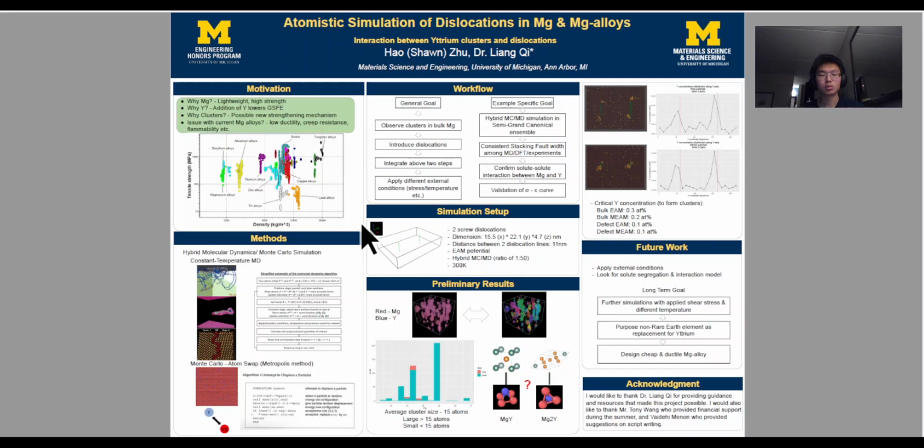And recent research has found out that alloying rare earth elements like yttrium can activate more slip systems and lower the general stacking fault energy, which means that it will improve the room temperature ductility. And the reason we are interested in clusters specifically is because we believe that there might be a possible new strengthening mechanism behind it, apart from solid solution strengthening and precipitate strengthening.